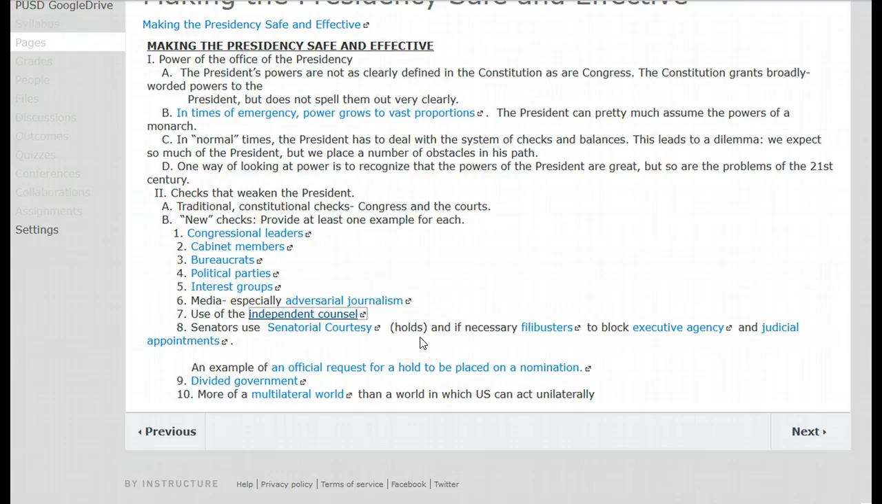Our next one, we're going to take a moment on this, are the different things that senators in particular can use to try to prevent a president from getting his people in place.